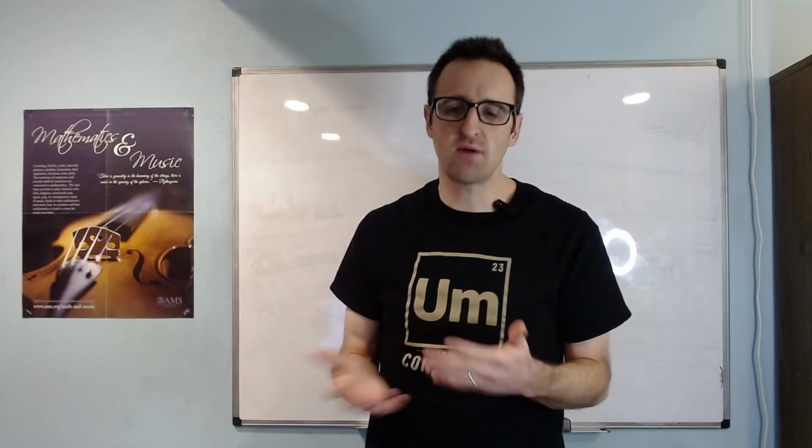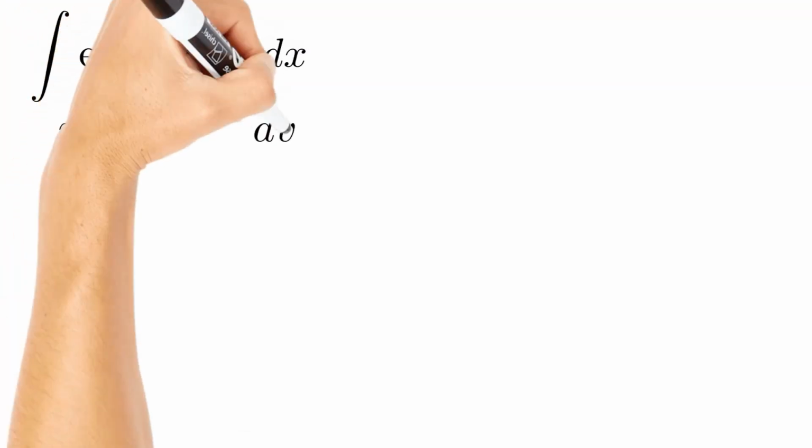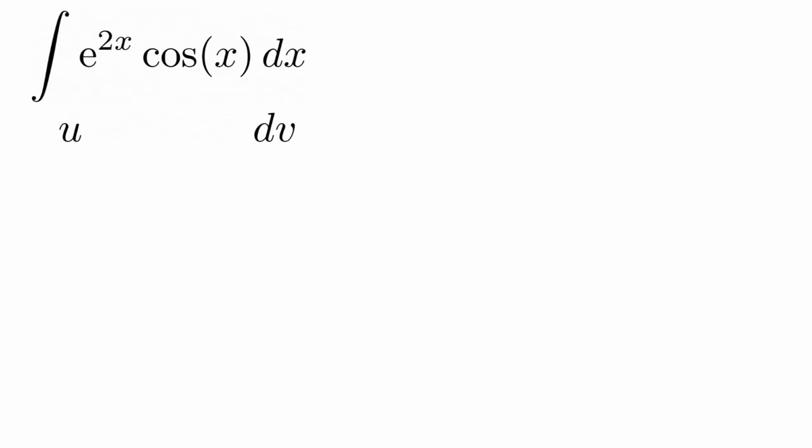But what happens if it doesn't? Is there a way to stop this process partway through if the derivative side doesn't eventually go to zero? And that's where our second example comes into play. In our second example here, we're going to compute the integral of e to the 2x times the cosine of x dx. Again, we need to pick a u function that we're going to differentiate and a dv function that we're going to antidifferentiate.